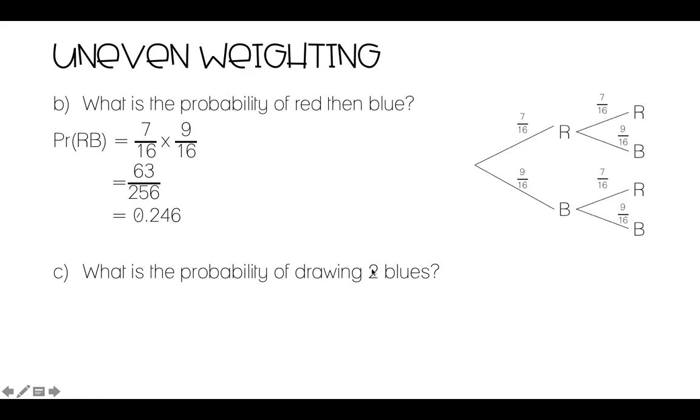Then we go over here and look again: what is the probability of drawing 2 blues? So that's this branch here. The probability is 9/16 times 9/16, which gives us a probability of 81 out of 256, which is 0.316.